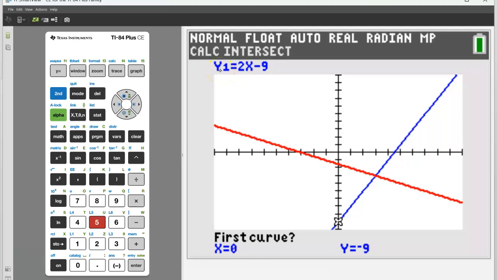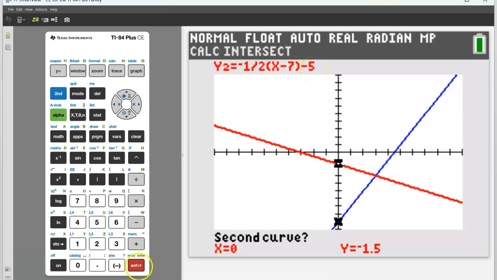Now, why is your calculator asking you this? Because remember, technically your calculator can hold up to 10 different equations, but you can only find the intersection of 2 at a time. So it's asking you these questions because potentially you could have more than just 2 equations. We only have 2 in there, so we don't have to worry about these questions. First curve, I'm just going to hit enter. It automatically bumps to the second equation, which was the -1/2 times x minus 7, and then -5. You can just hit enter again.